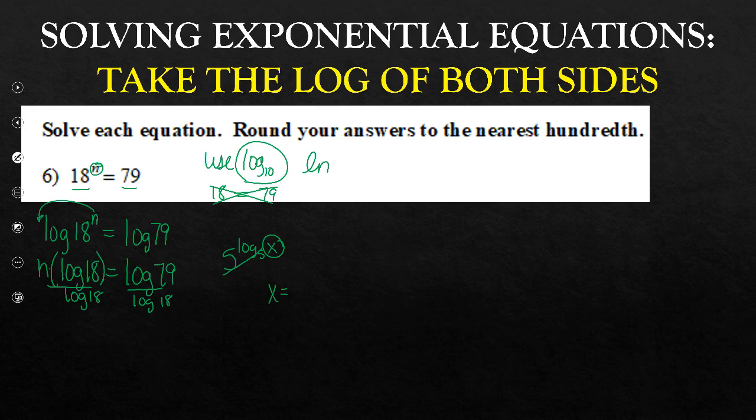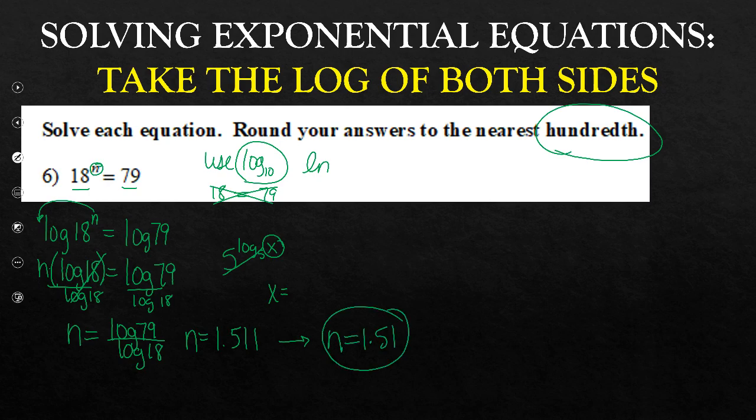Don't type anything into the calculator till you're done. Why do it multiple times? When I divide both sides by log of 18, I isolate the n, and that will equal log of 79 divided by log of 18. This you can now type into your calculator because that's written with the change of base formula, and they're already both in base 10. We're going to round to the nearest hundredth, so that would be the second decimal place. And I have 1.511, so n is approximately 1.51.